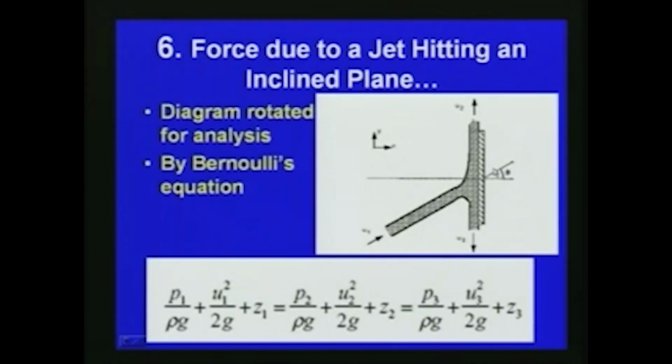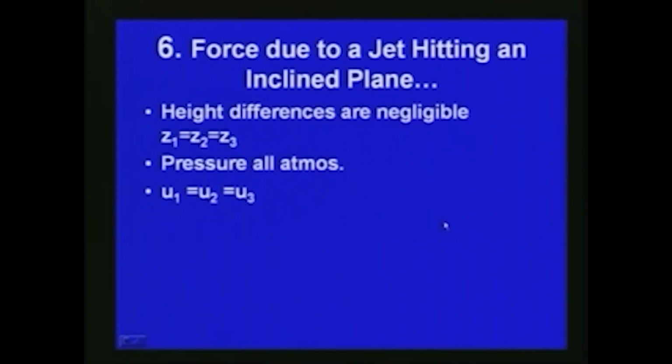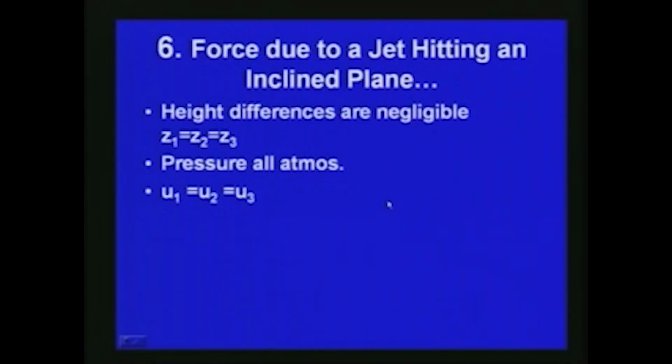So, with Bernoulli's equation, u1 is equal to u2 since the pressure is atmospheric. Those terms are gone, and z1 is equal to z2 is equal to z3. So finally, as an approximation, we get the velocity u1 is equal to u2 is equal to u3.